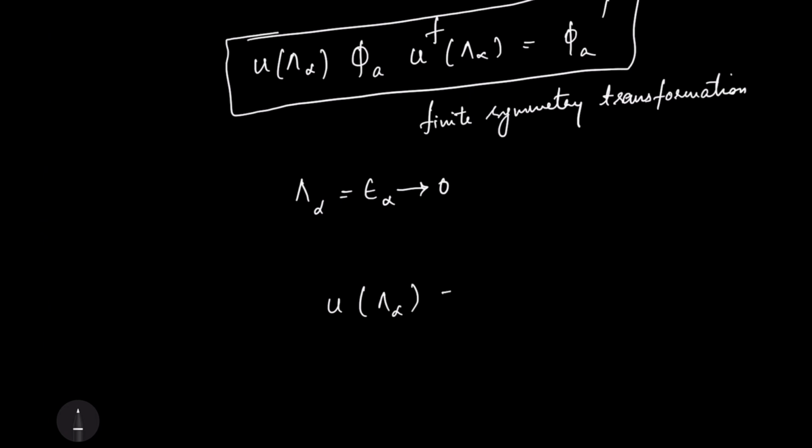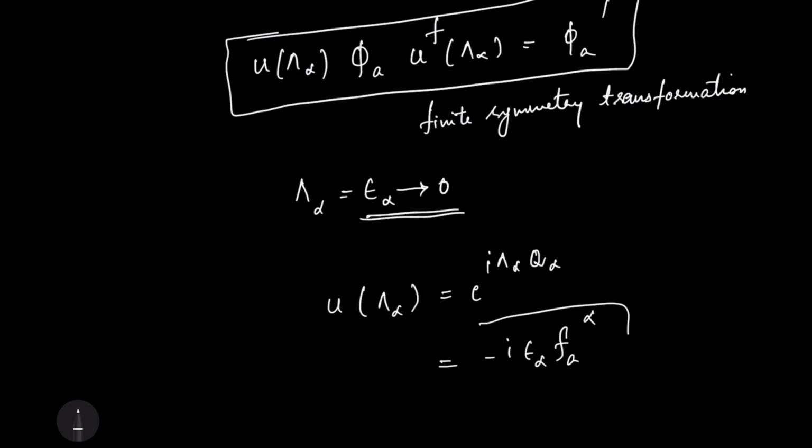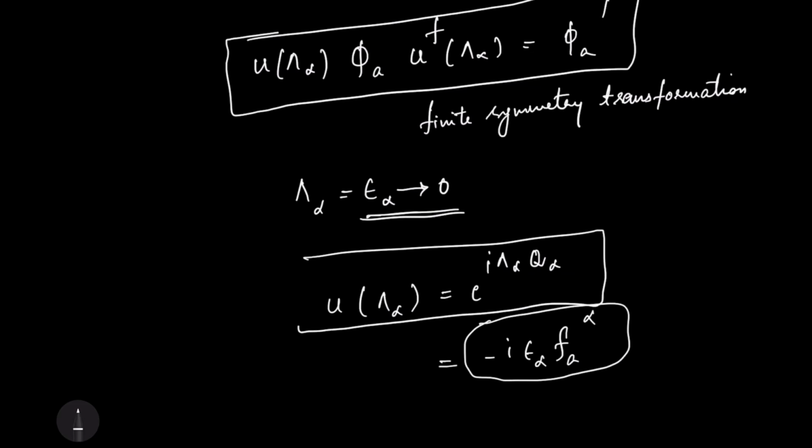When you expand U of lambda alpha equal to e raised to i lambda alpha Q alpha, this is an exponential term, so you can always have a series expansion. With epsilon alpha infinitesimal, the leading order term will become minus i epsilon alpha F_a alpha. So we can imagine this U of lambda as a finite number of infinitesimal transformations, and building them up we can generate the finite transformation. So in this limit you will get the infinitesimal transformation, and the actual finite transformation is built by generating an infinite number of infinitesimal transformations and building them up.